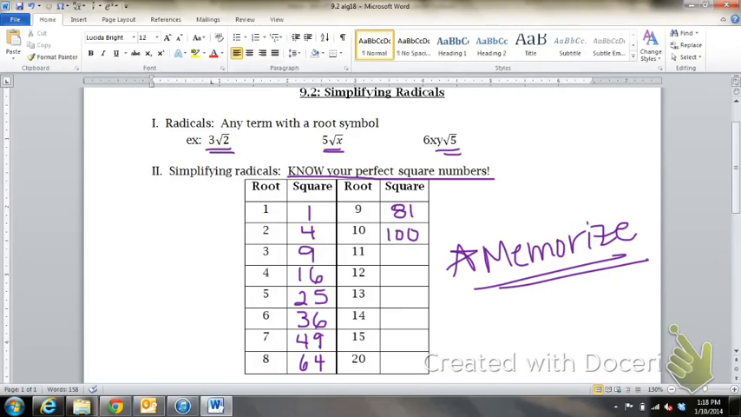Now from here are the ones that are a little more higher up, and I will expect you to know these. 11 squared is 121. 12 squared is 144. 13 squared is 169. 14 squared is 196. If you look at these two, the 6 and the 9 are just switched. So that's helpful to remember those two because they're the same numbers, just different orders. 15 squared is 225. And 20 squared is 400.